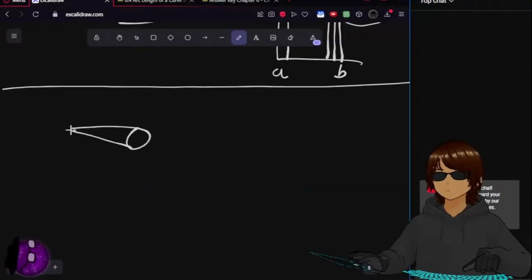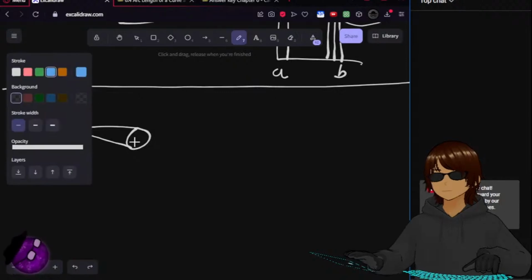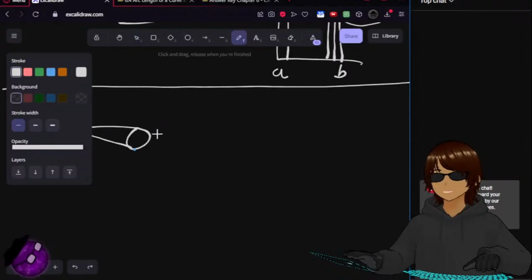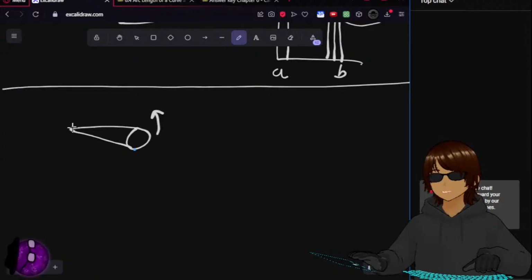Imagine I have this cone here and I roll it, with the point at the bottom. This point is touching the floor and I roll it around, and now it's like this. Well, it's rolled around, you get the point.